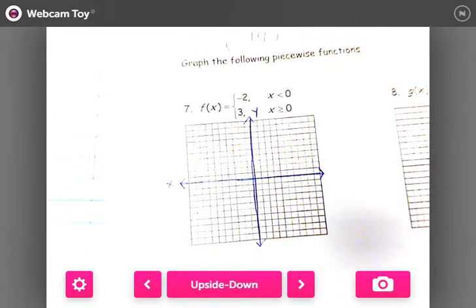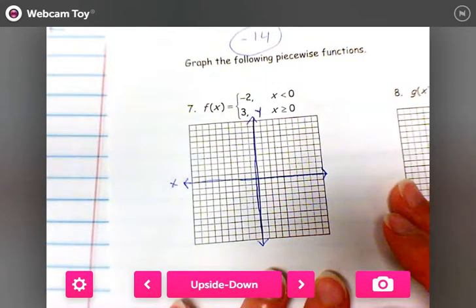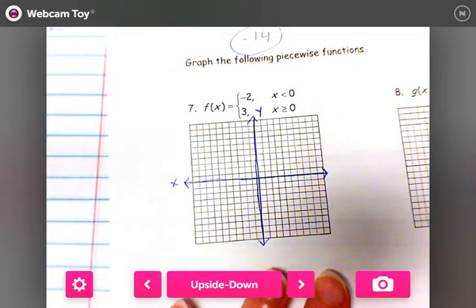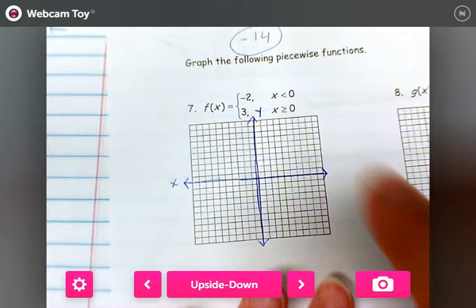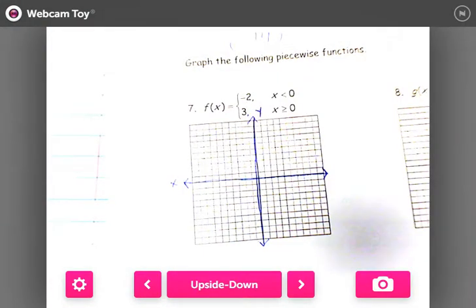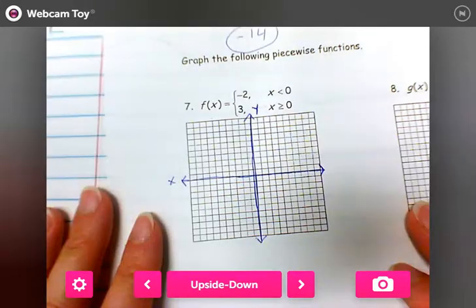They're right here. Okay. So we've got the x and y. Now it says, when x is less than 0, it's negative 2. When x is greater than or equal to 0, it is 3. Okay? This is a good part of math to use your pencil because sometimes it's easier to erase stuff.